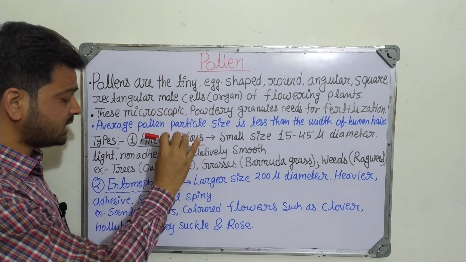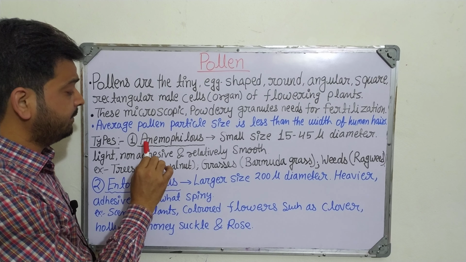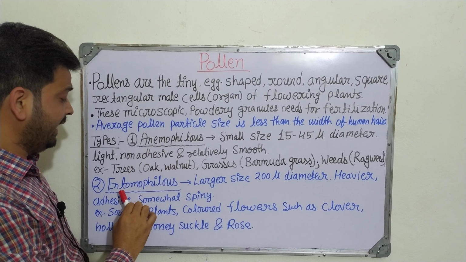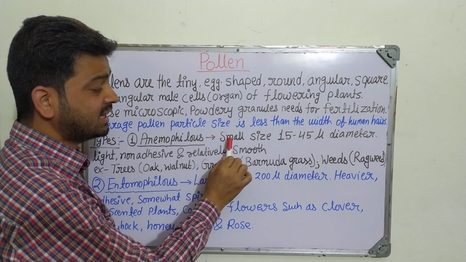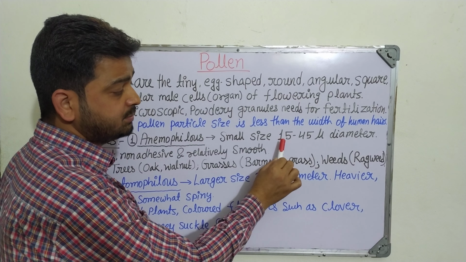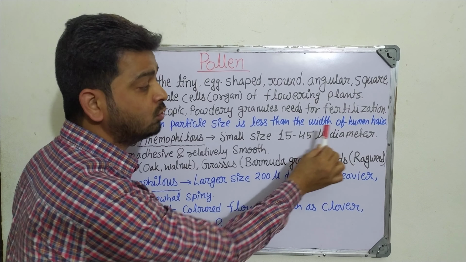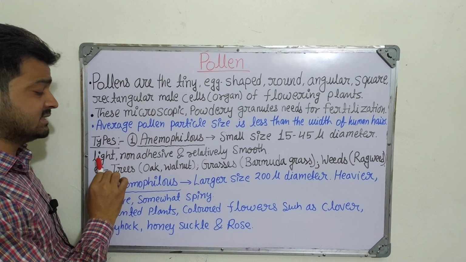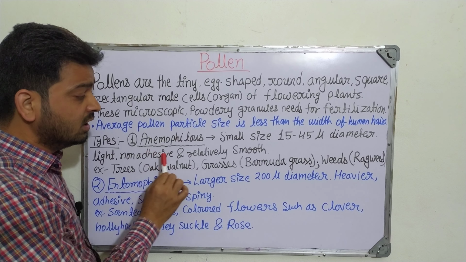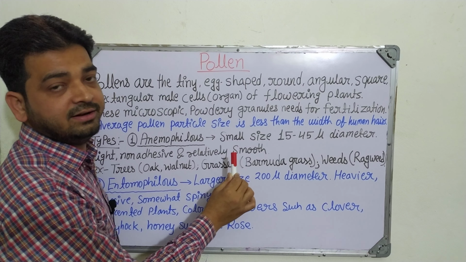Basically, pollens are of two types, right? The anemophilous and the entomophilous. Anemophilous pollen grains are small in size, approximately 15 to 45 microns in diameter. The diameter is this small, right? And they are light, non-adhesive, and relatively smooth in nature, right?